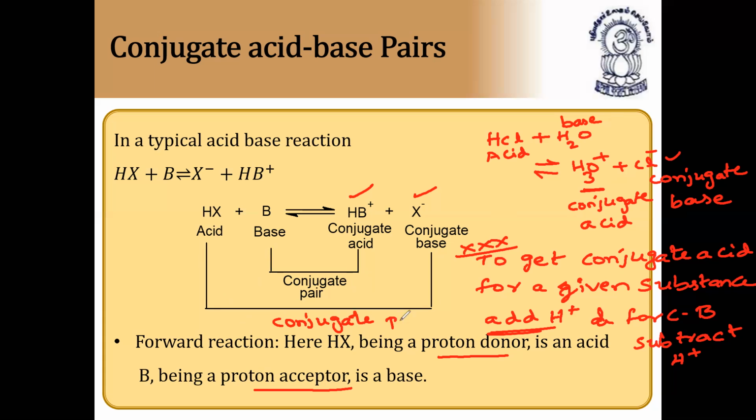The conjugate pair is shown clearly here. Please note it down, this is very, very important. Definitely they are going to ask it in entrance examinations like NEET, JEE, etc. For all competitive exams, this concept is very important. What is the conjugate base of the substance? What is the conjugate acid of the given substance? To get the conjugate acid, add H plus, and to get the conjugate base, subtract H plus. That's all. Please note it down in your classwork. Let us continue now.